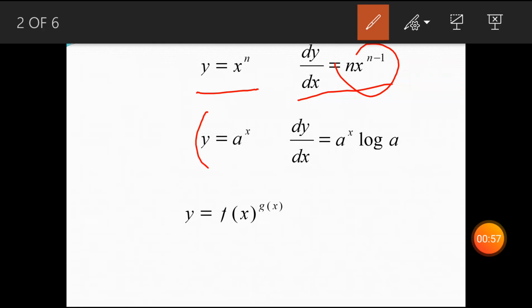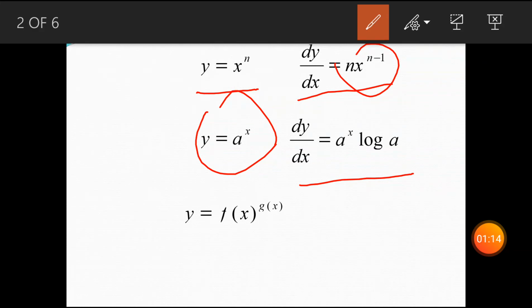In the second case, that was the exponential function, that you have also studied, like 2 to the power x, 10 to the power x. In that case, what is the differentiation? That is a to the power x into log a. So this is what you have already studied and you know it.